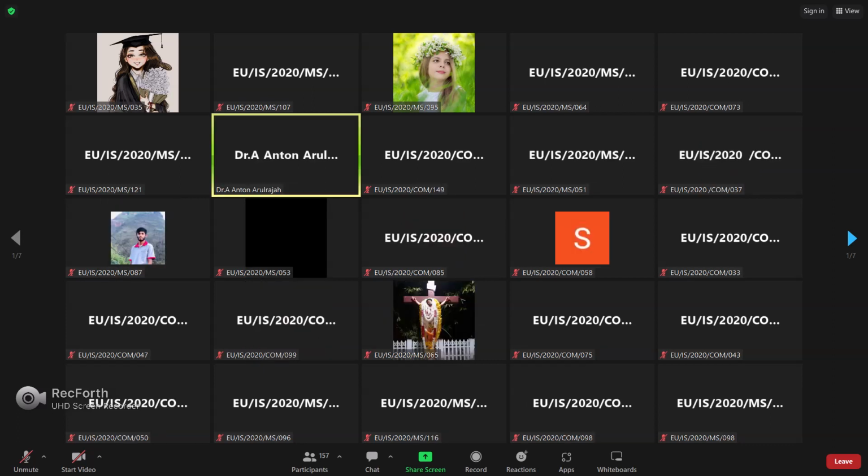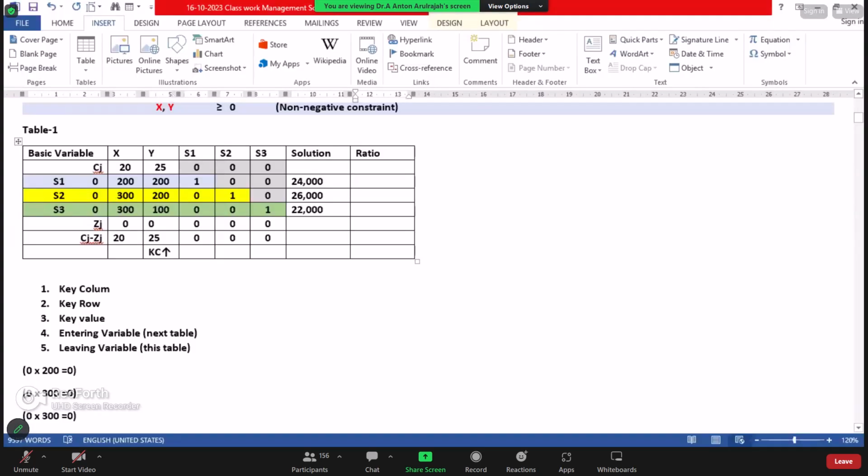Well, how to find the ratio: this is 24,000. 24,000 has to be divided by this 200. How much? 24,000 divided by 200 is 120.